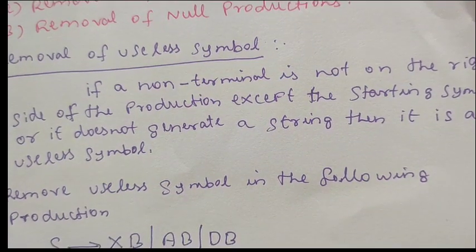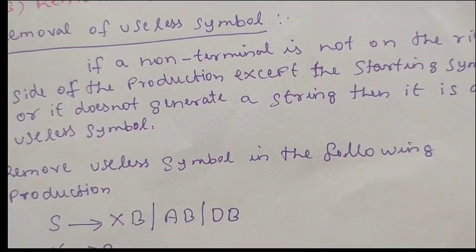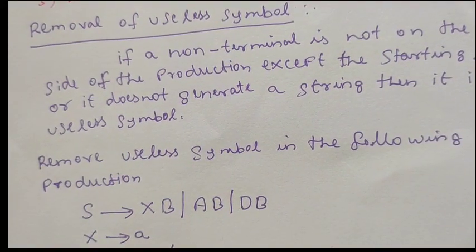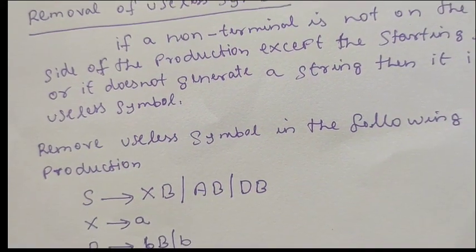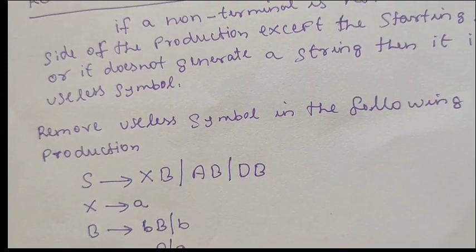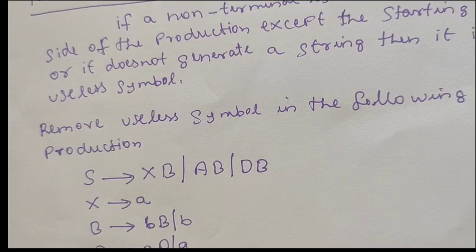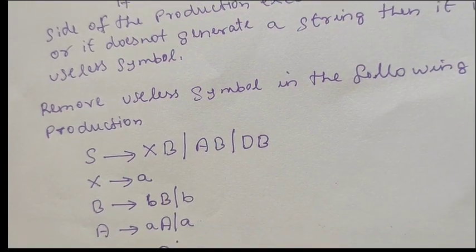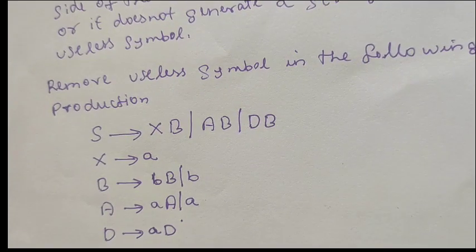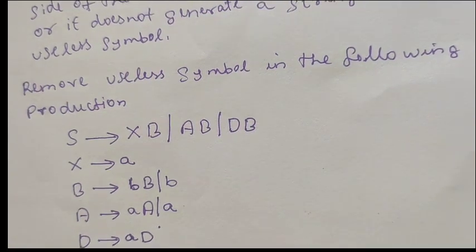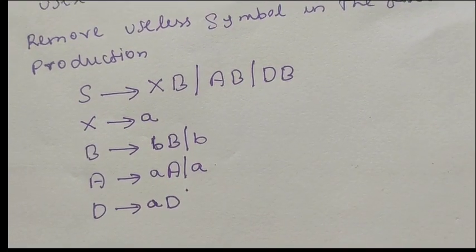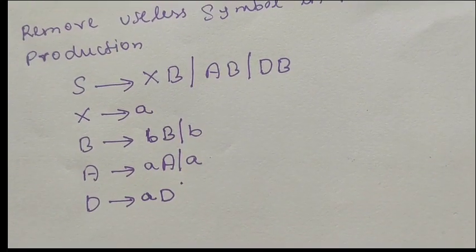Okay. So we will take an example for this. Find the useless symbol here. S tends to XB, S tends to AB, and S tends to DB, X tends to A, B tends to BB, and these are the productions here. Now, how will you identify a useless symbol in this scenario?